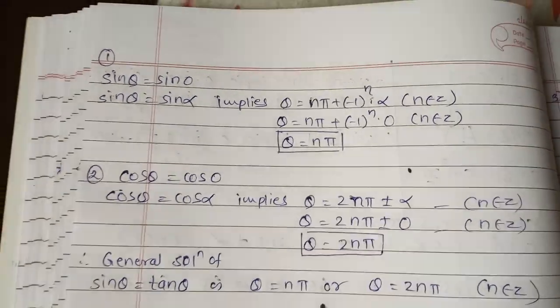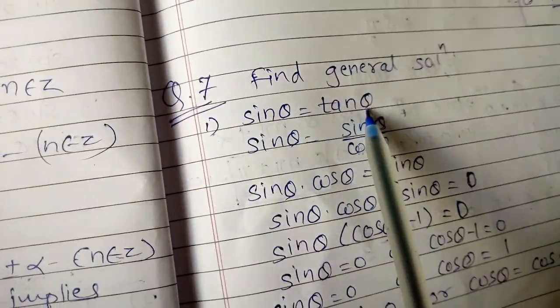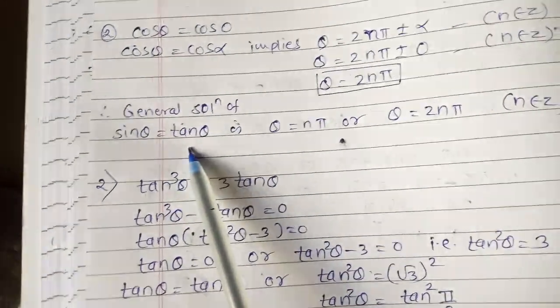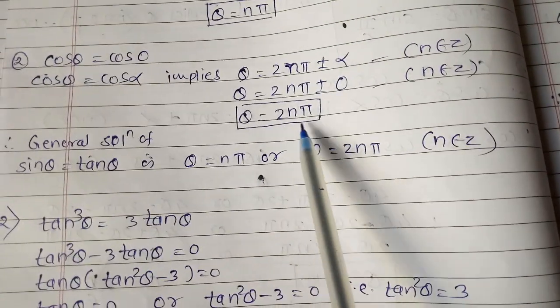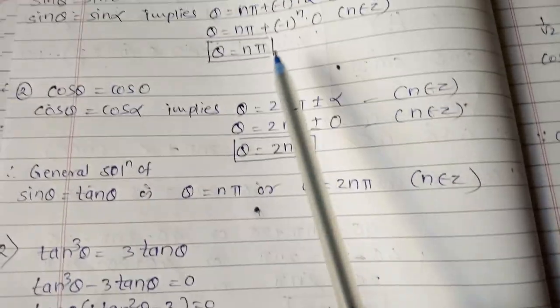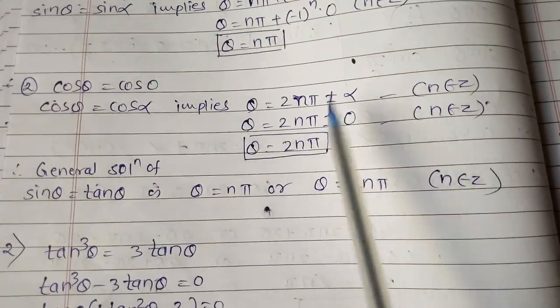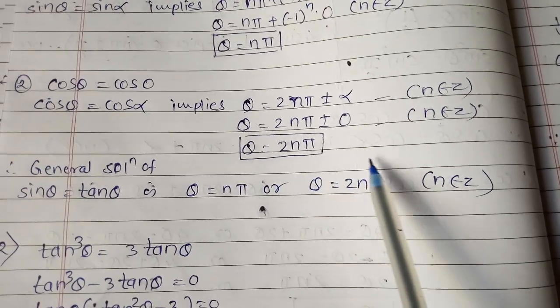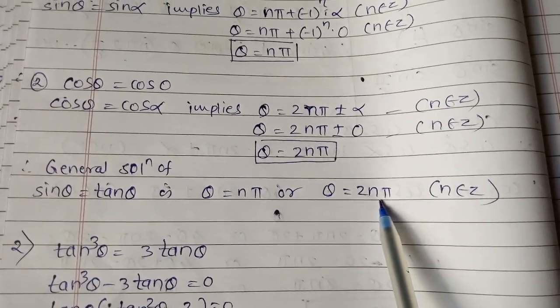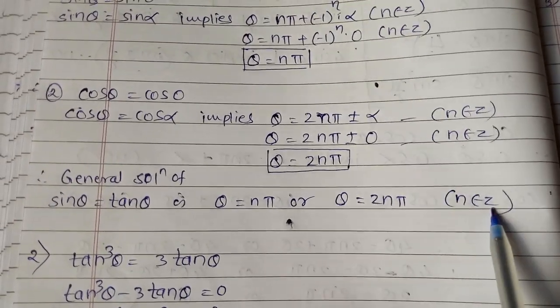And now we have to write down the answer. So how can we write? Write the first one, that is the general solution of sin theta is equals to tan theta is... sorry. So theta is equals to n pi, or theta is equals to 2 n pi. So this is the answer, where n belongs to z.